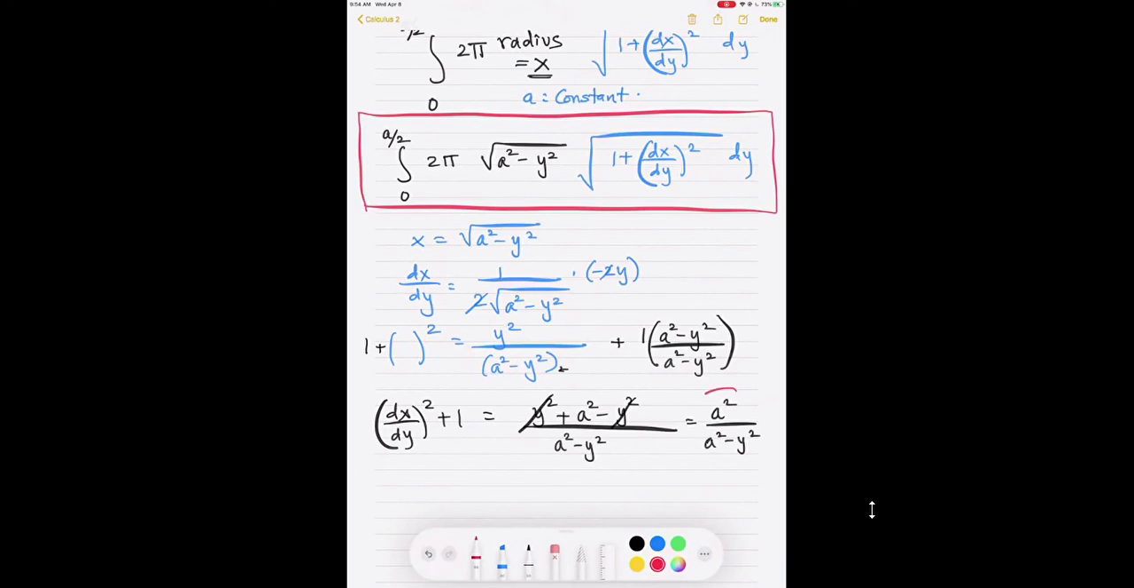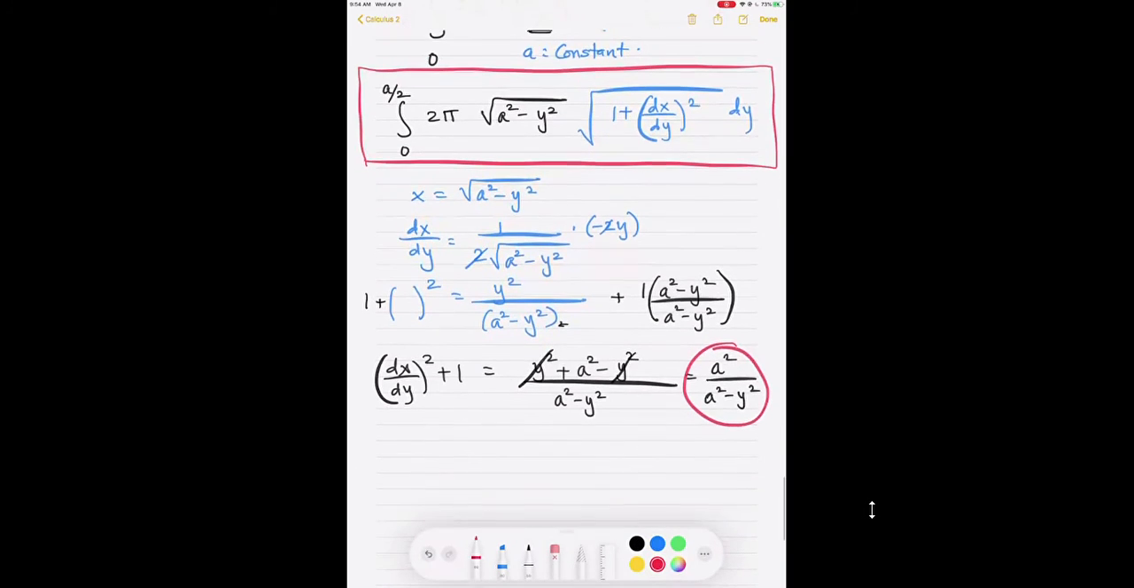Remember, this is the part that goes under the radical. So I'm going to go back to this one. Remember, this is just this. It goes under the radical. So I claim that integral turns out to be 2 pi square root of a squared minus y squared times a over square root of a squared minus y squared dy.